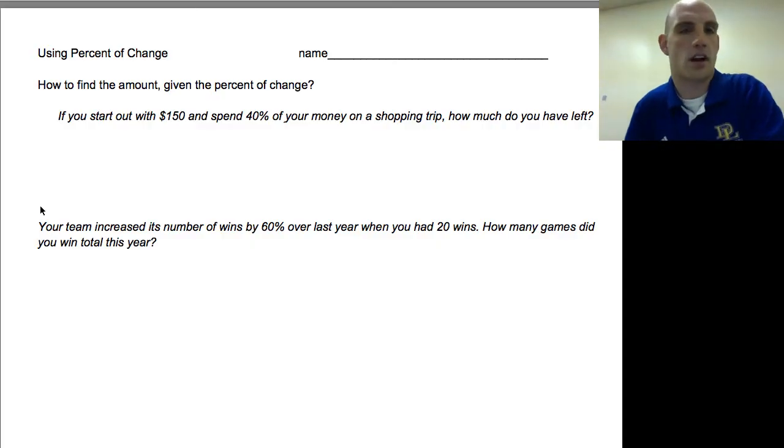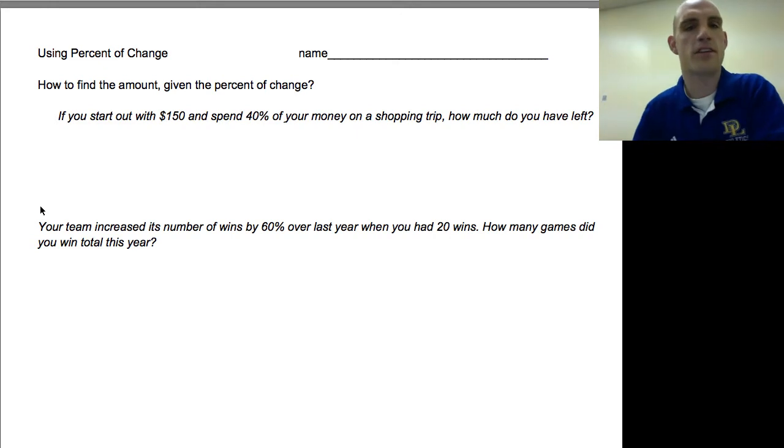Welcome back. Today we're going to talk about using percent of change: how to find the amount given the percent of change. How do we do that? Well, the problems can be set up in a couple of different ways. We first need to understand what they're asking though.